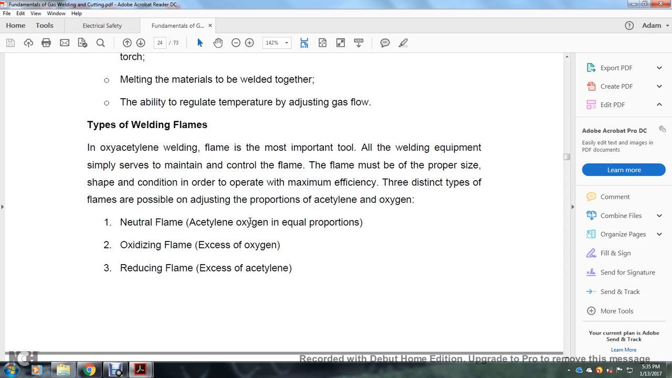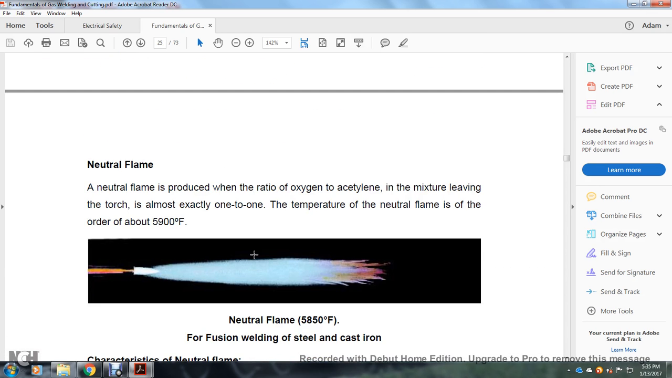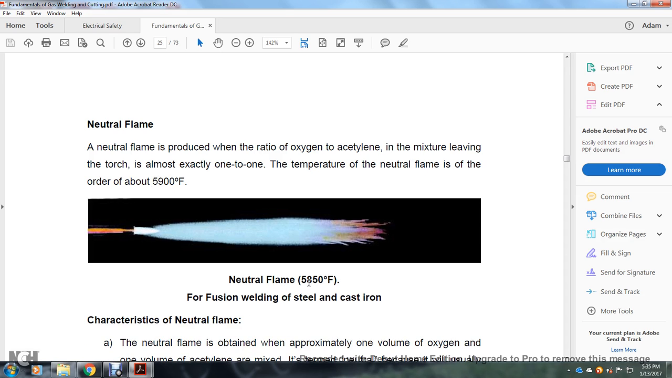A neutral flame, acetylene and oxygen in equal proportions. An oxidizing flame, excessive oxygen, and a reducing flame, excessive acetylene. The neutral flame is produced when the ratio of oxygen to acetylene mixture leaving the torch is almost exactly 1 to 1. The temperature of the neutral flame is in the order of about 5,900 degrees. Neutral flame at 5,850 degrees. Fusion welding, steel, and cast iron.